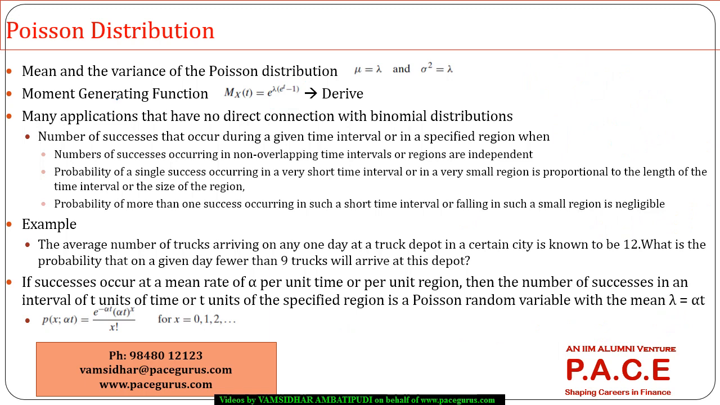Now, though we have seen the Poisson distribution is a limiting version of the binomial distribution, there are so many real world applications that do not have any kind of a direct connection with the binomial distribution. Especially, there are lots of applications associated with the Poisson distribution where I am trying to compute the number of successes in a given time period or in a given specific region.